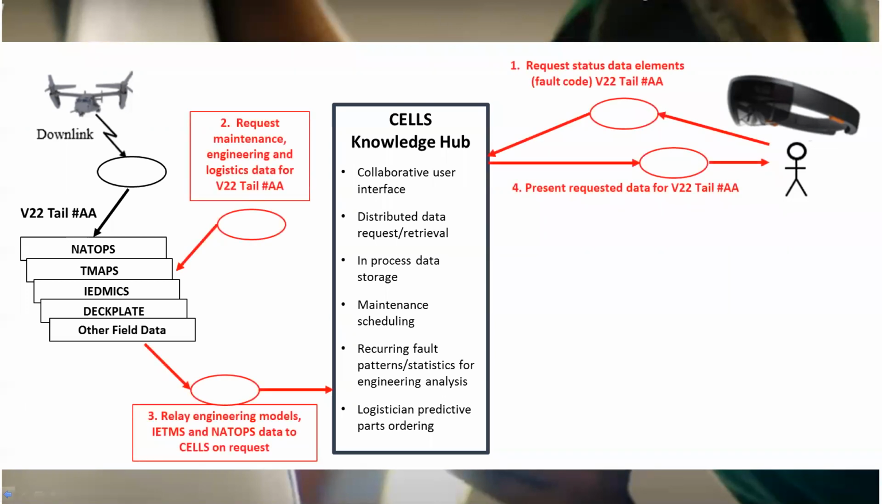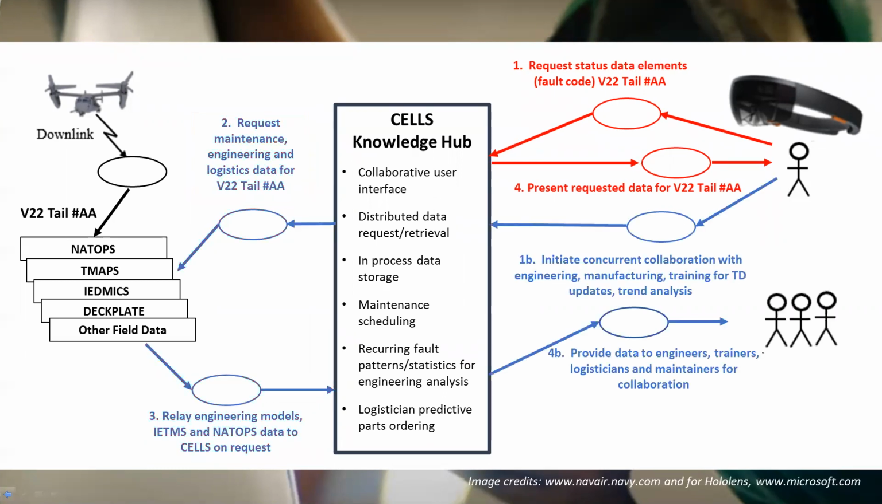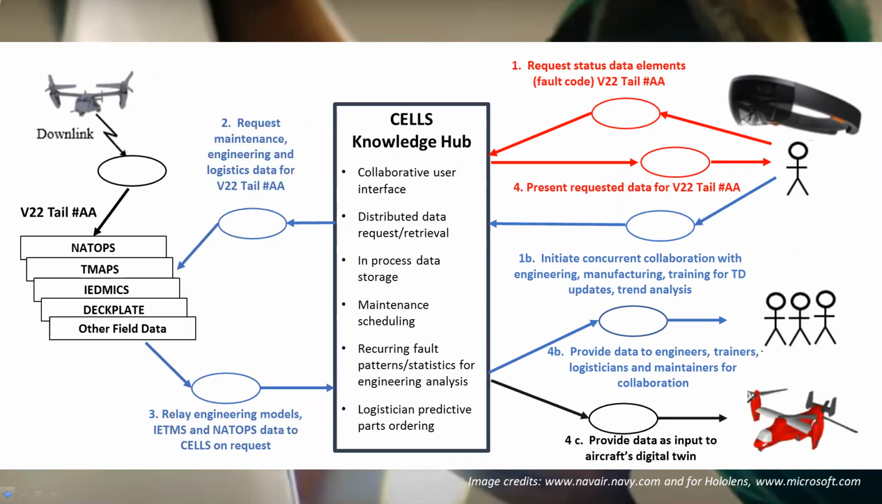In our first work sequence, we'll show how the knowledge hub breaks down a user request between 1, searching for data on a certain V-22, 2, fetching the data, 3, analyzing and running models, 4, presenting results back in HoloLens format. But notice how easily the knowledge hub enables the next step, which is to go from a single maintainer to multiple players, all collaborating with the same data at the same time, and automating updates to critical aircraft records.